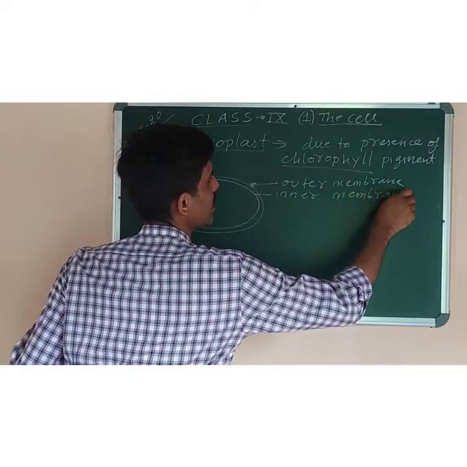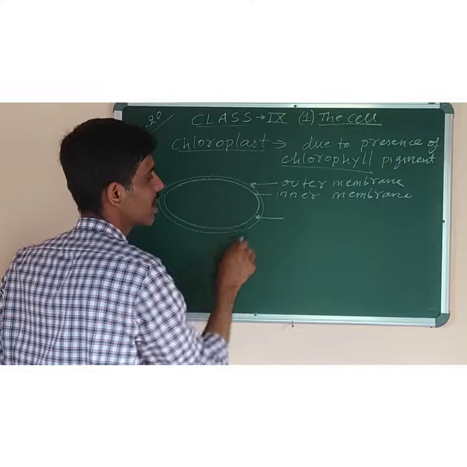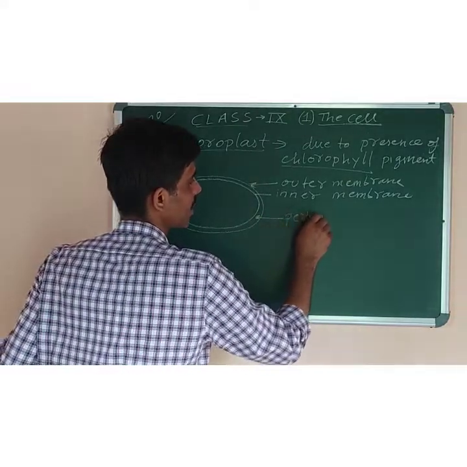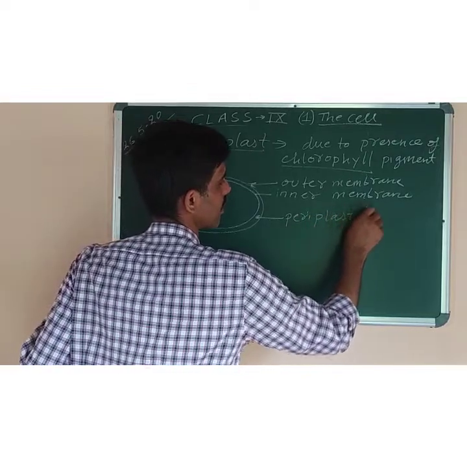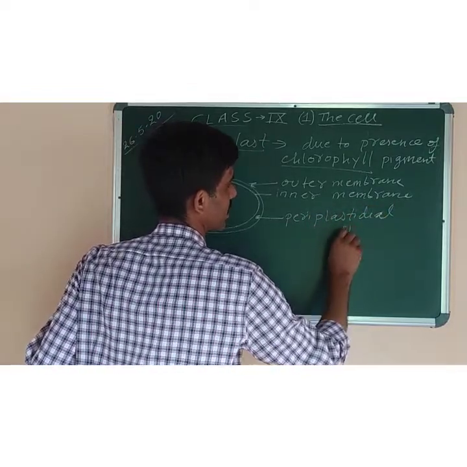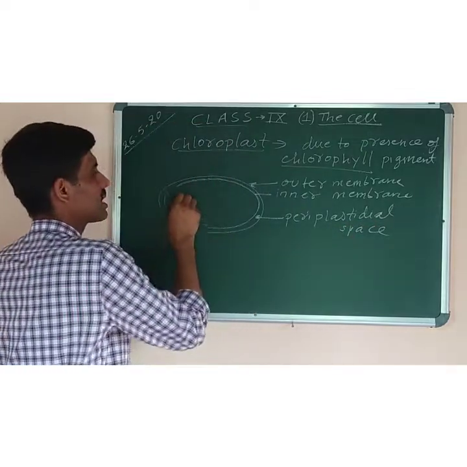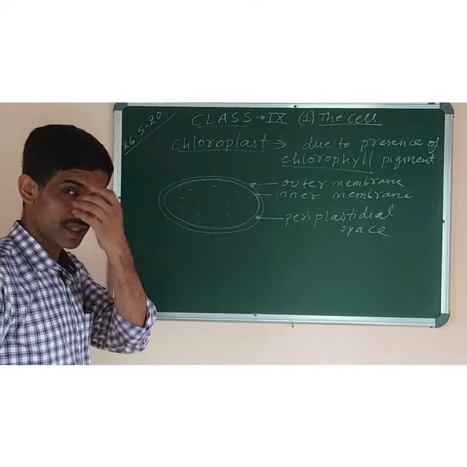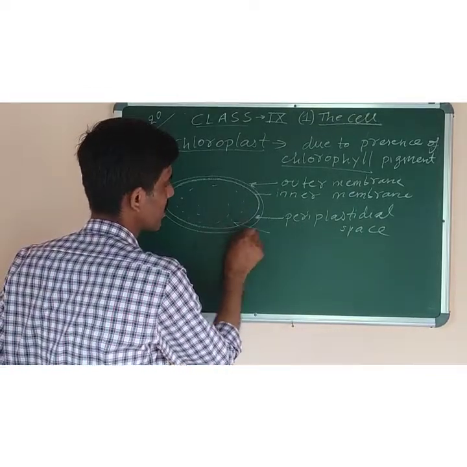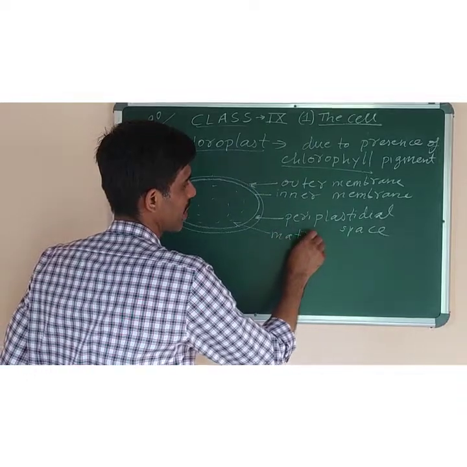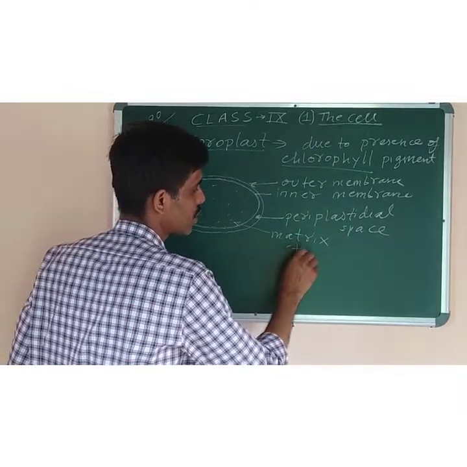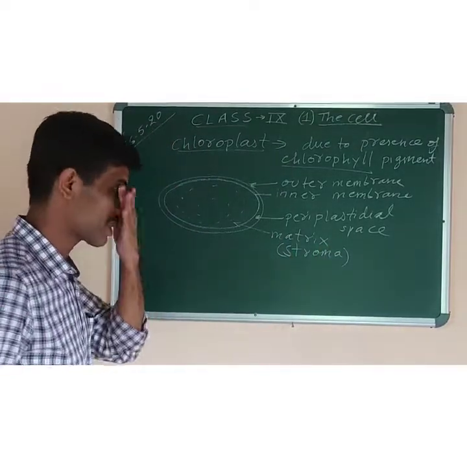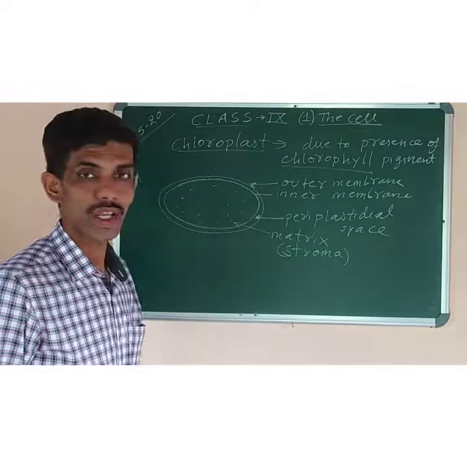The gap between these two membranes, like this one, is called periplastidial space. Now, the inside part of the chloroplast contains a colorless ground substance which is known as matrix. That matrix, or the ground substance, is colorless and it is called stroma.